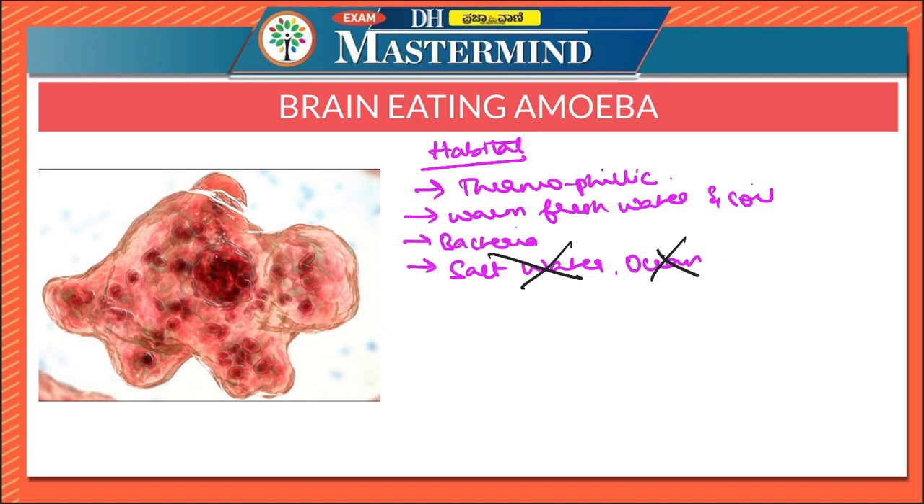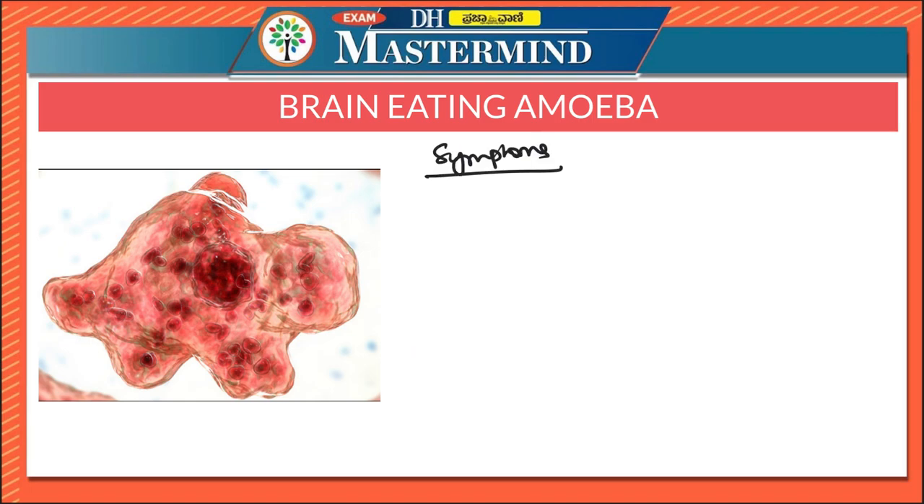And the next question that pops up is, is it contagious? Could it be a contagious disease? No. The infection from brain eating amoeba cannot be spread from one person to another. So please remember, it is not a contagious disease. Now let us look at the symptoms of this disease.